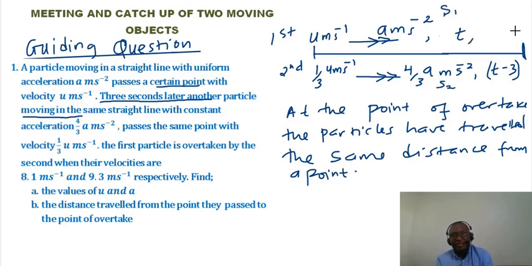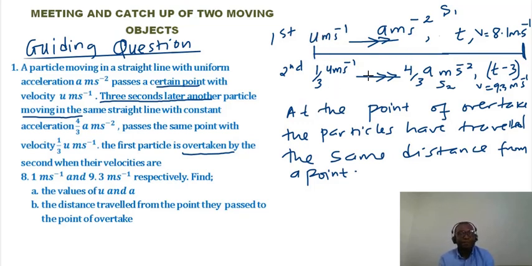Then they have also given us the final velocities for these bodies, that is at the point of catching up or overtaking one another. At this point, the first particle has 8.1 meters per second, and the second particle has the final velocity of 9.3 meters per second. Find the values of a and u. They need us to find the value of a, which is the acceleration, and u, which is the initial velocity.